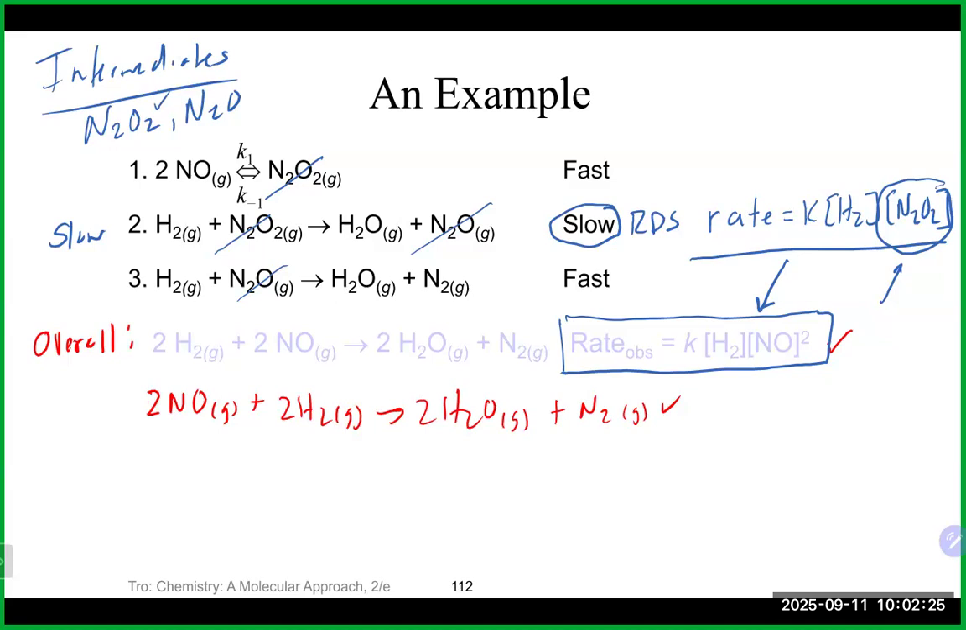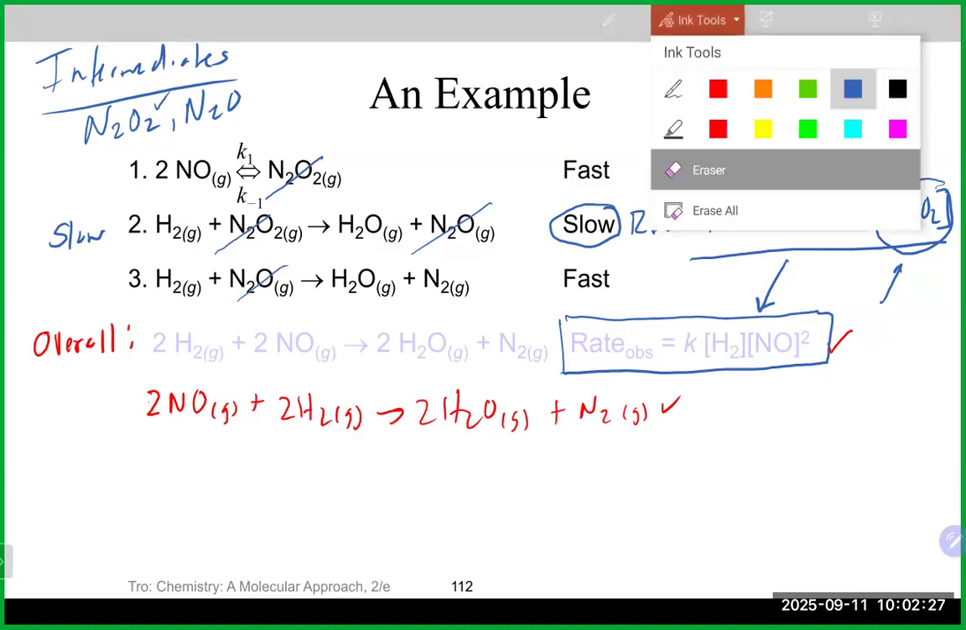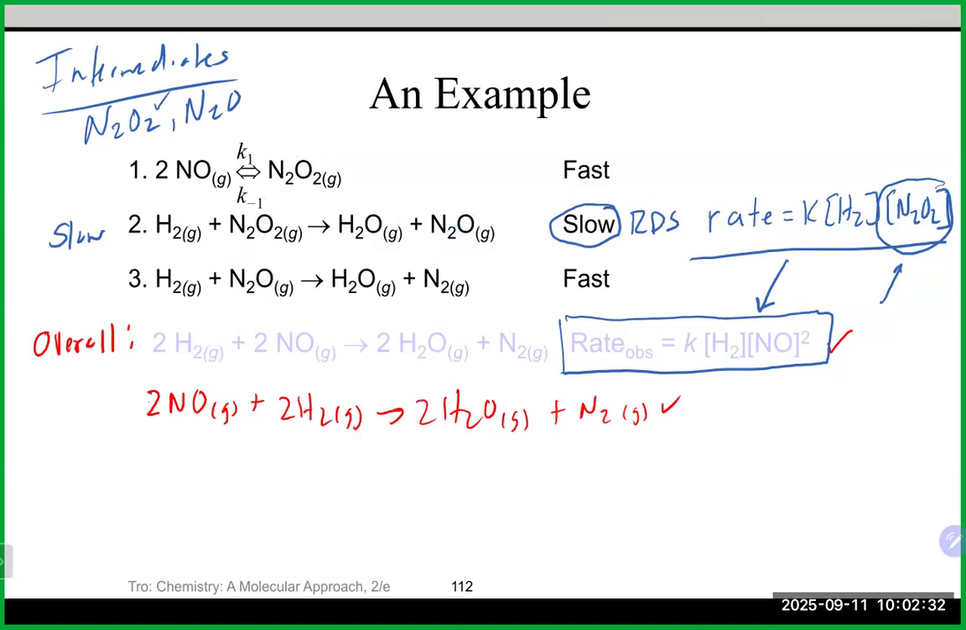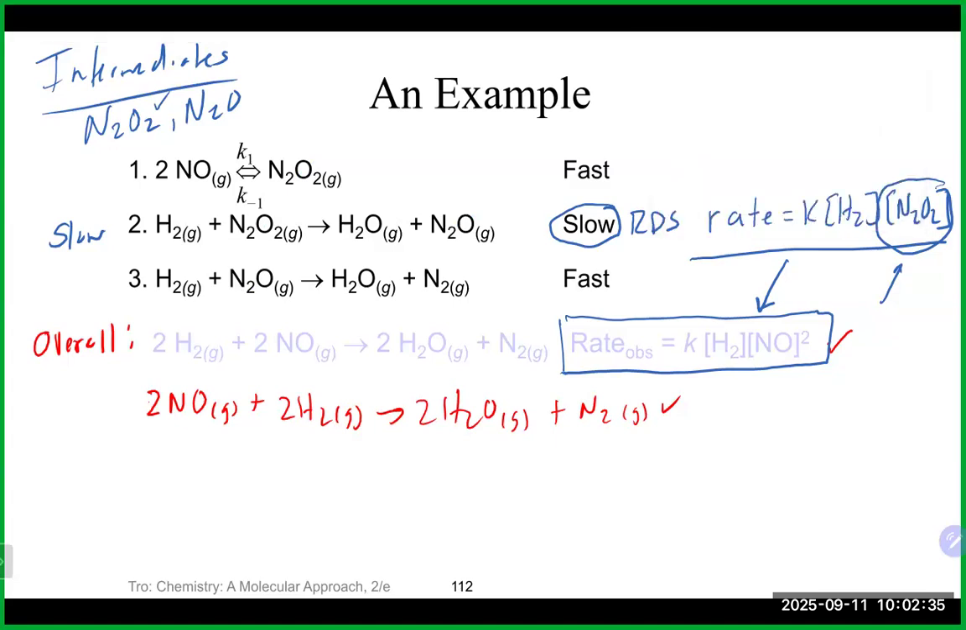Now, to do that, we're going to use the other steps in the mechanism. For example, we would look and perhaps find another step in the mechanism where there is N2O2. And that is, for example, the first step here. That first step also is a reversible reaction. It is heading basically in both directions, right? And a reversible reaction, as we will talk about in the next chapter, will eventually reach equilibrium, and the rate of the forward reaction will equal the rate of the reverse reaction.